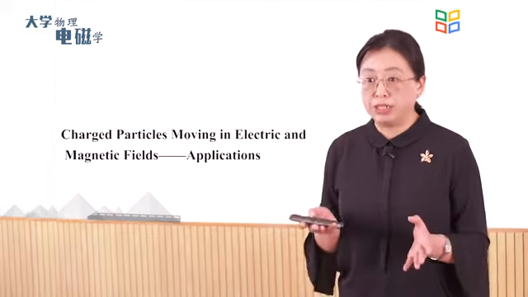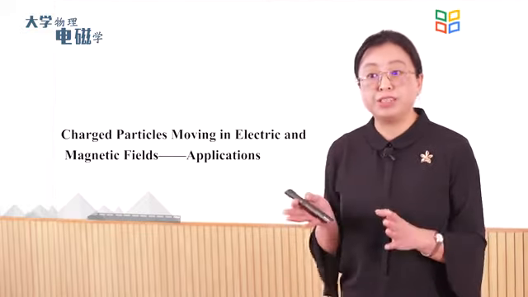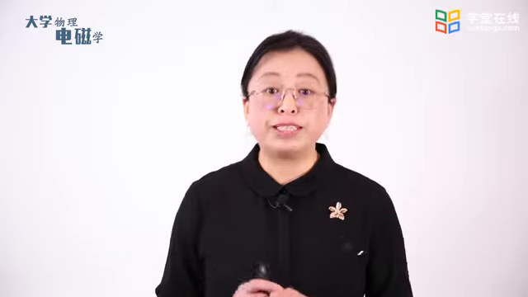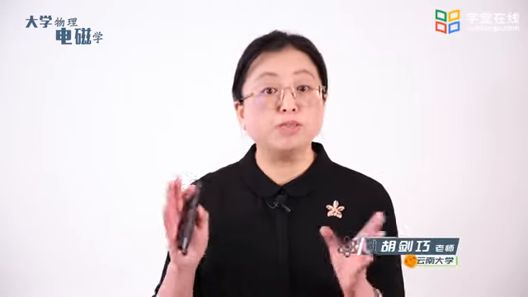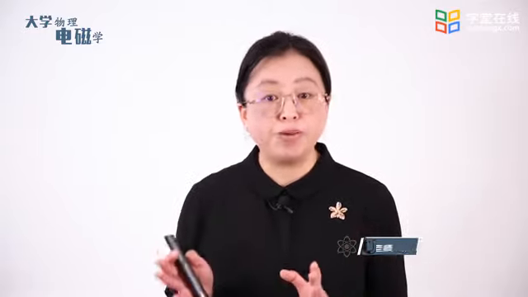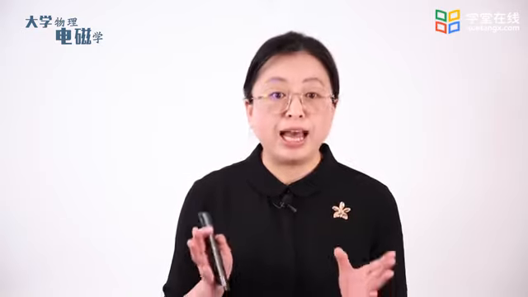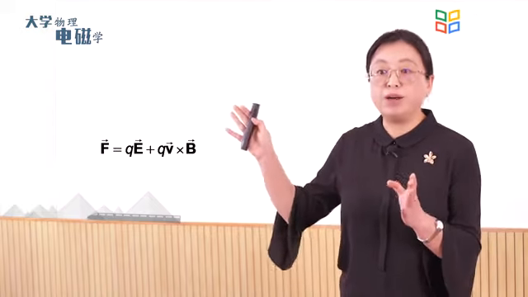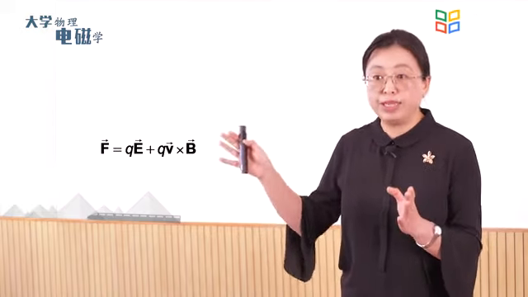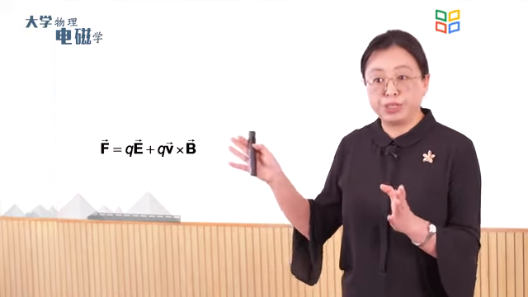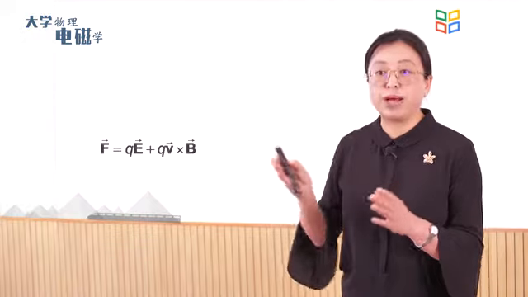In many applications, the charged particles experience both a magnetic field and an electric field. For example, if a charged particle is moving with a velocity v in the presence of both an electric field E and a magnetic field B, the net force acting on this particle equals the vector sum of the electric force QE and the magnetic force Q V cross B, as expressed by this one.